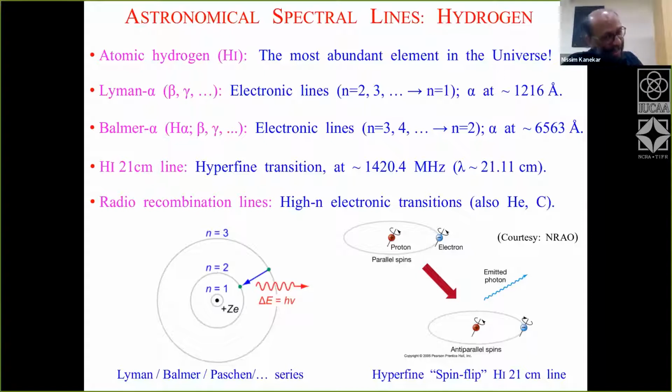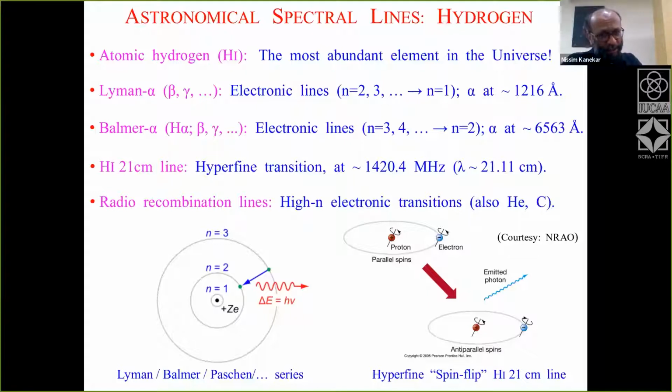A line which is perhaps, and I will argue this on Monday, the most important line in astronomy also arises in atomic hydrogen. This is called the HI 21 centimeter line. And this is very different in its physics. This is a hyperfine transition.